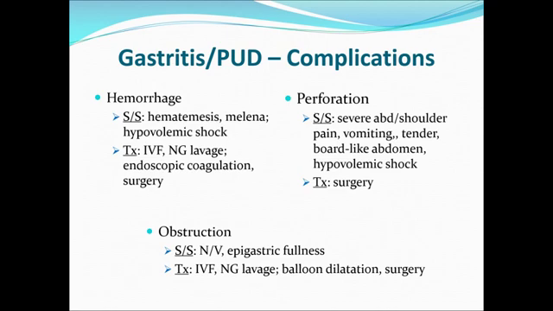Perforation, this is where it gets so eroded that it actually literally eats through the complete stomach lining. And now you have an opening either in the stomach or in the small intestine, and the contents from inside those organs are spilling out into the peritoneal cavity. So what you'll see with this is very severe abdomen and also shoulder pain, because everything that's spilling out is going to irritate the phrenic nerve, which also innervates the shoulders.